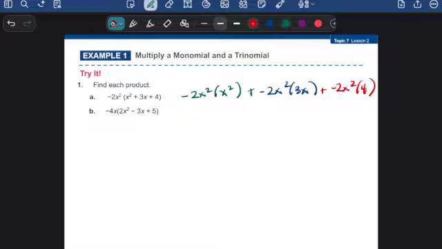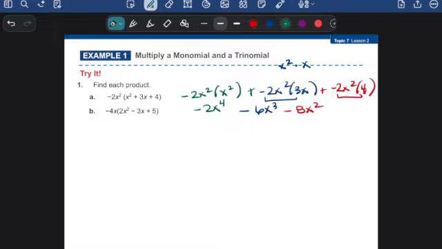Negative 2 times 1 is negative 2. And x squared times x squared is going to be x to the 4th. So make sure you're adding the exponents when we're applying our exponent rules. Negative 2 times 3 is negative 6, so this is going to actually become minus 6 x squared times x, add the exponents, this becomes x cubed. And for the last term, negative 2 times 4 is negative 8, x squared. It's already in standard form, so just make sure to check that you have your exponents in decreasing order.